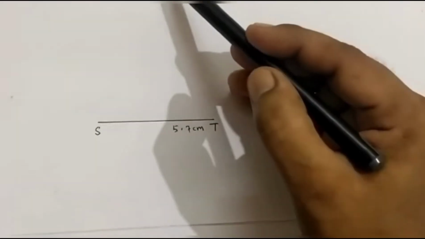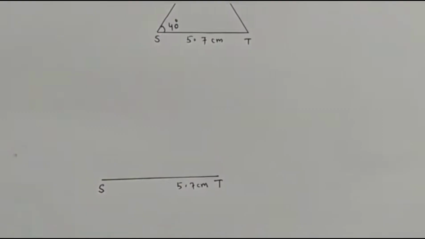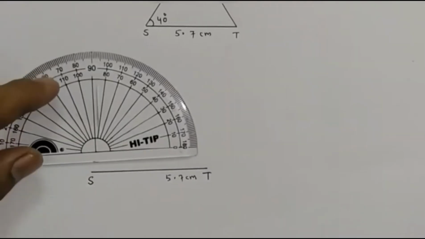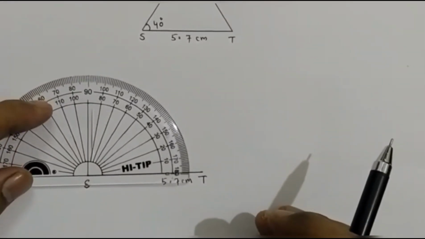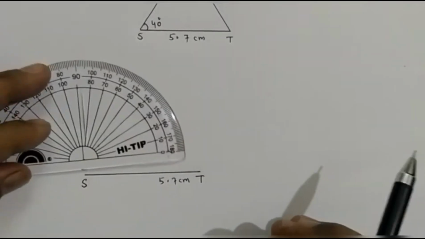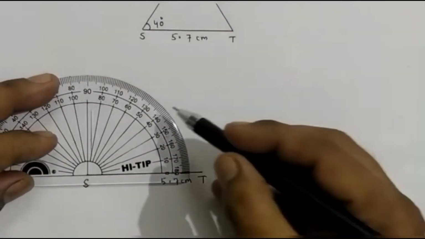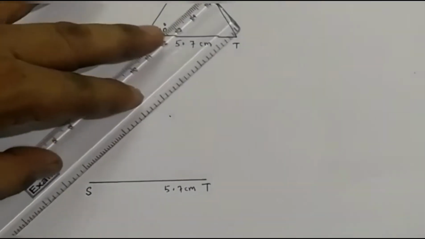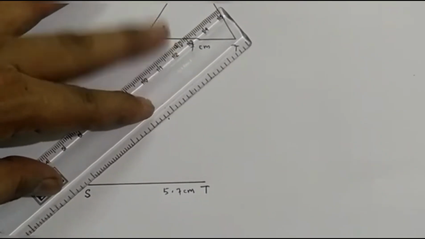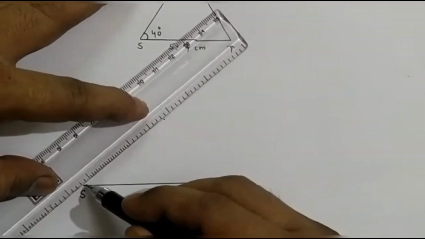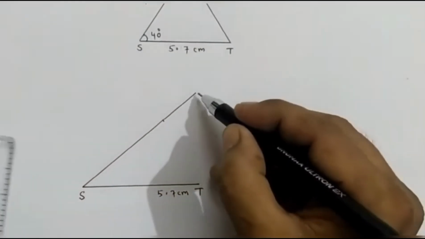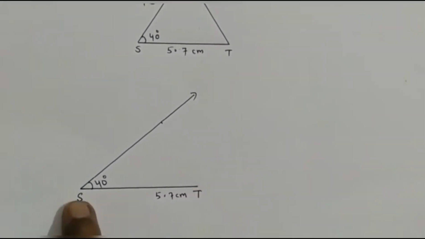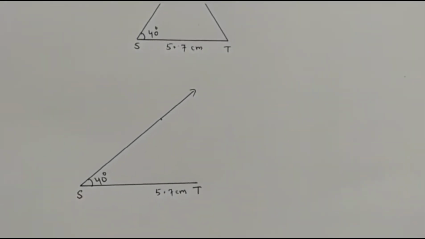Now we have this angle S, 40 degrees. So at this point S, we'll draw an angle of 40 degrees. Use a protractor, keep it on point S. I repeat, take the protractor, keep it on point S and draw an angle of 40 degrees. We have marked 40 degrees. So we have drawn this angle, angle S, 40 degrees. You can do it.